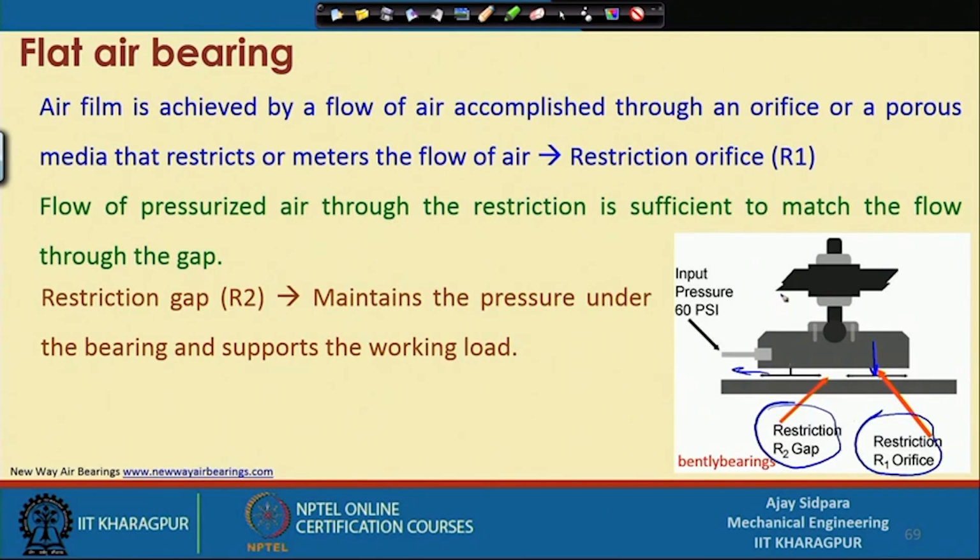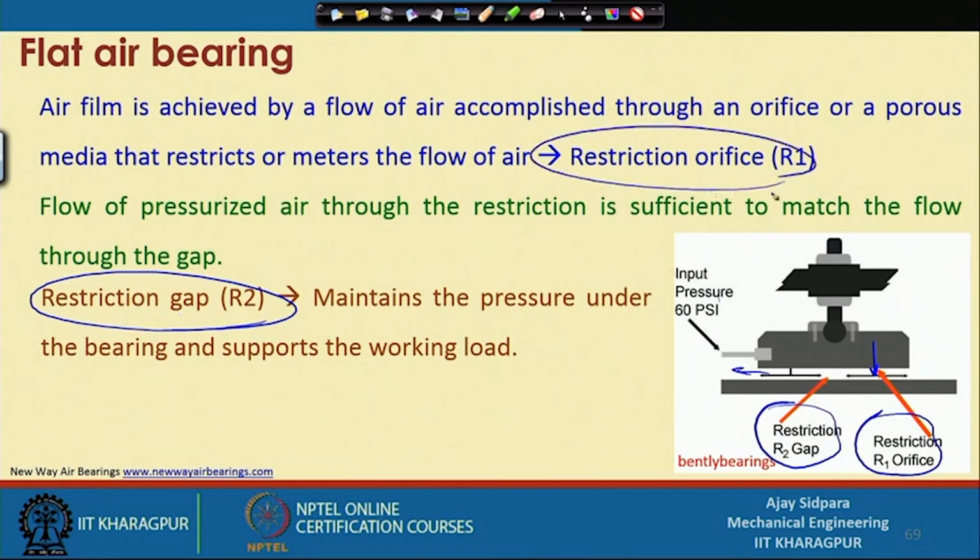If the gap is more, your gap restriction, that means pressure, will be very less here, because now the area is increased. In that case, that is a big problem. Now if you press it a little bit more, your area is reduced and your pressure is increased. So again it will balance, as we have seen in the last animation or movie clip, where if it is displaced vertically, the air automatically maintains the center line between the shaft and the bushing. That is why you need two restrictions: one is the restriction in the gap and one is the restriction in the orifice.